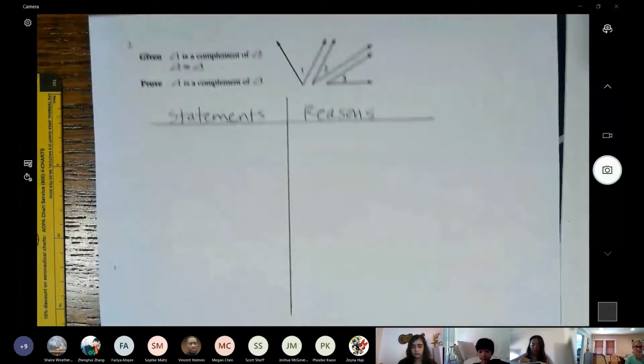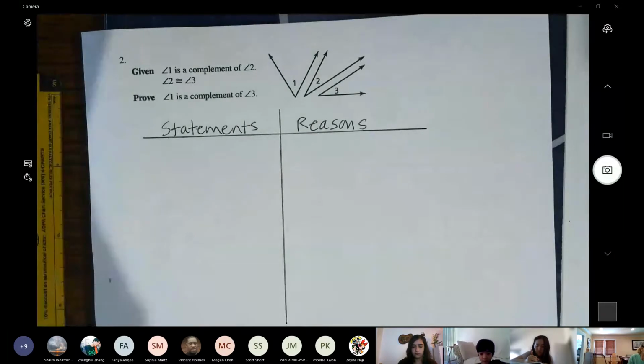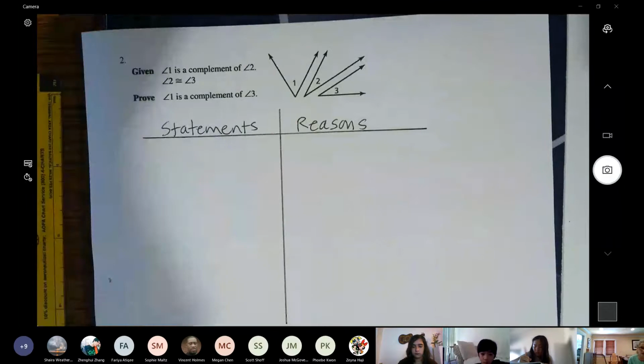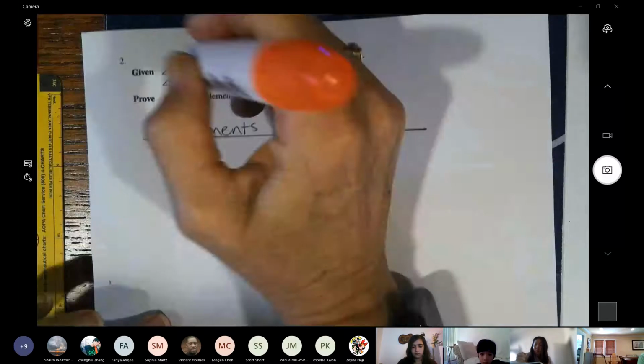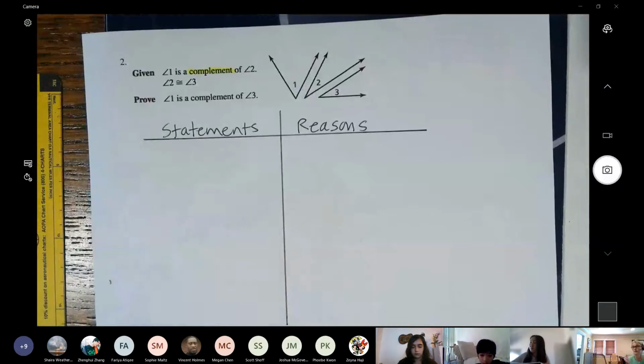Now, I'm going to read the problem because that's what I can do next. Okay, so angle 1 is a complement of angle 2. So that's a vocabulary word. What do I get with the word complement? Anybody just go ahead and unmute yourself and tell me, what does complement give you?